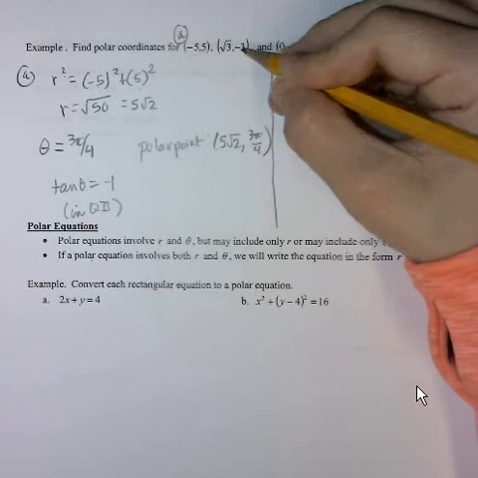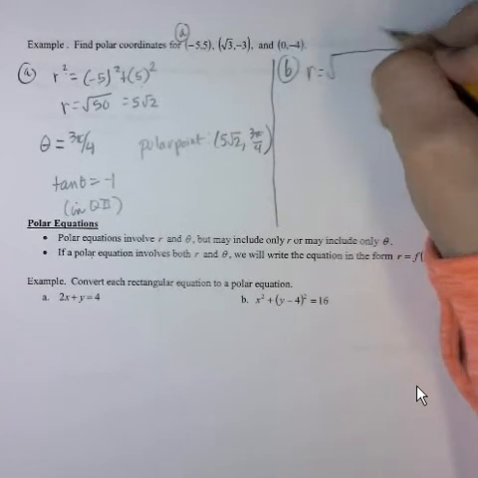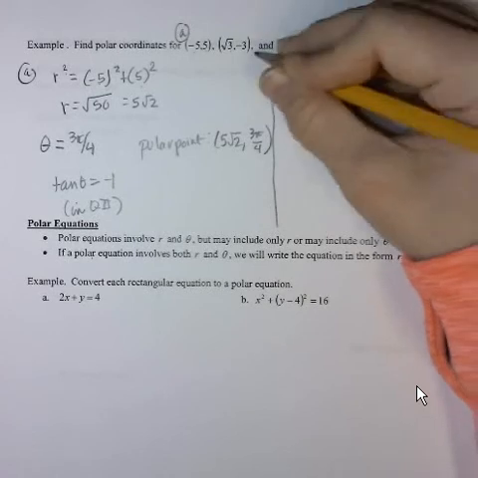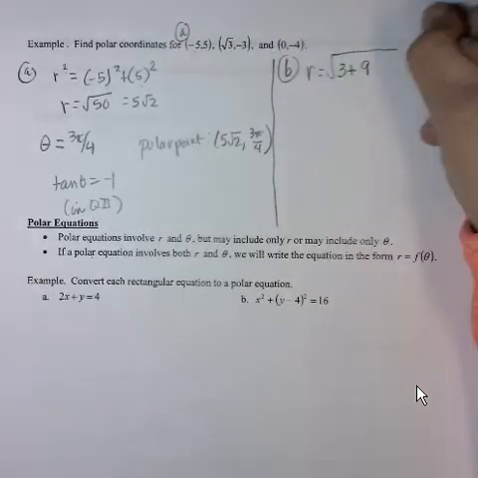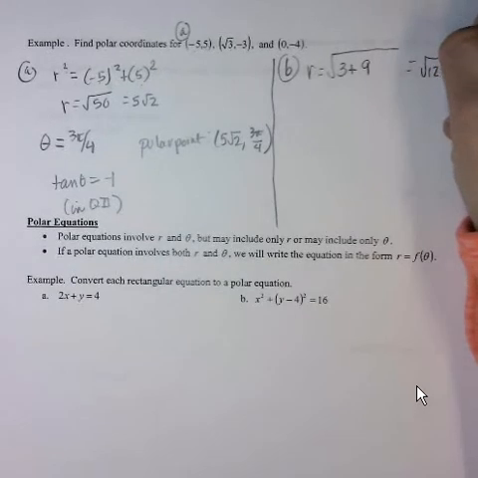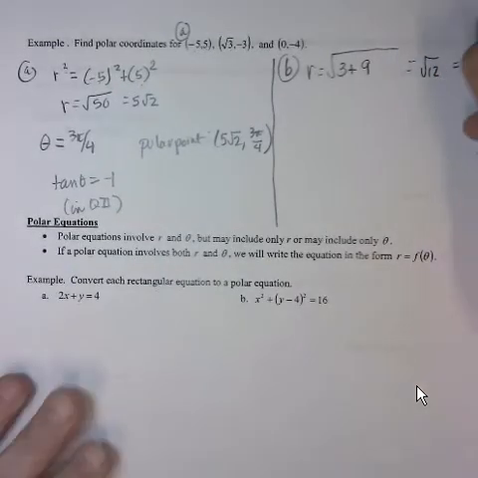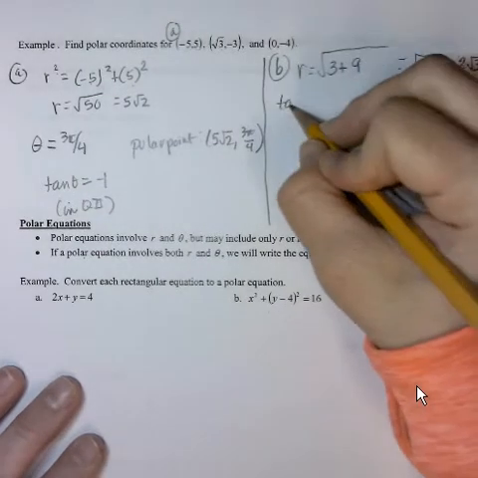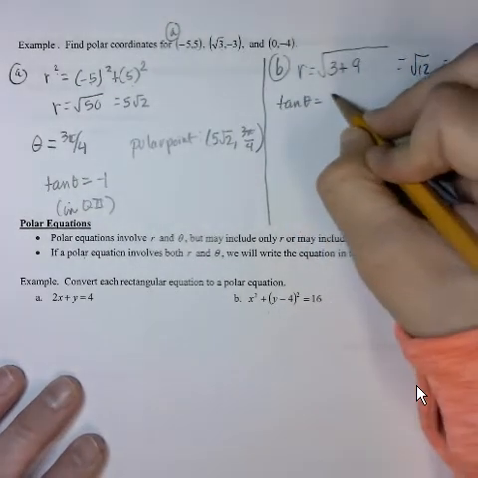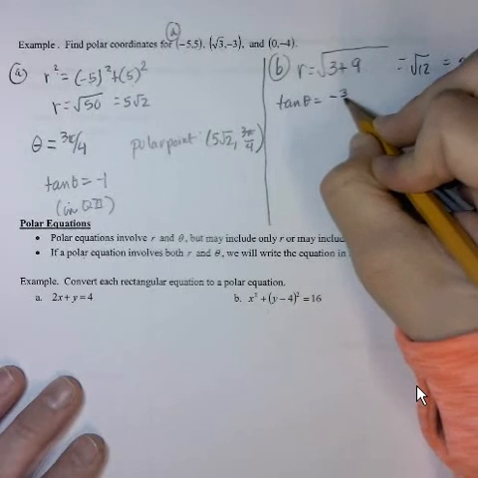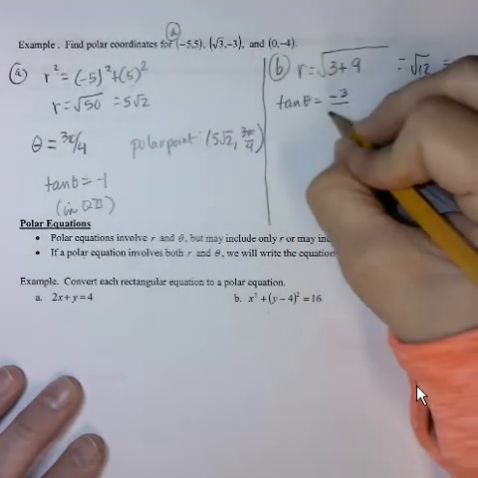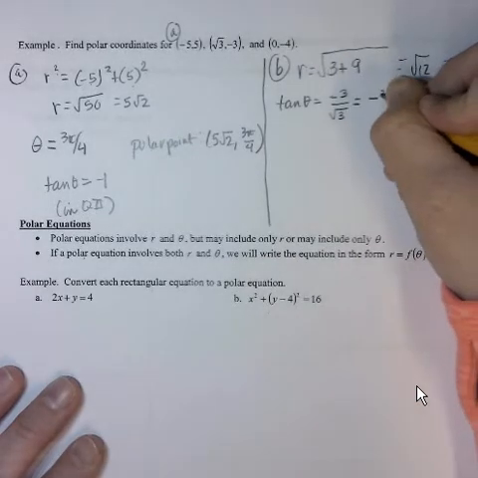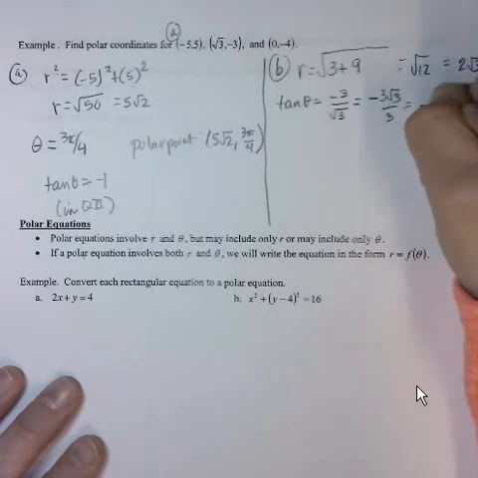So that's for A. For B, again, r squared is x squared plus y squared. I'll just take the square root of that right away. So square root of 3 squared is 3, negative 3 squared is 9, square root of 12, which is 2 radical 3. And then tangent of theta is y over x. So negative 3 over the square root of 3, or negative 3 square root of 3 over 3, which is negative square root of 3.